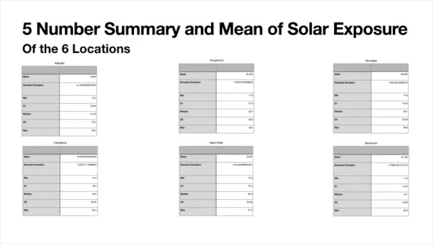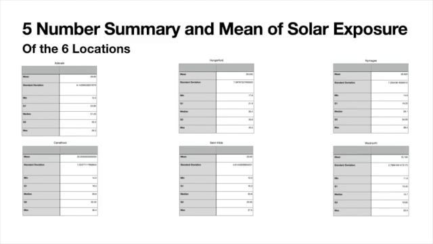Now we see the 5-number summaries of the 6 locations but for solar exposure. These tables show very similar traits to the temperature, as Addervale had an average solar exposure of 29.83 in comparison to Woolnorth's 16.105. So the further south we go from the equator, the lower the solar exposure will be.